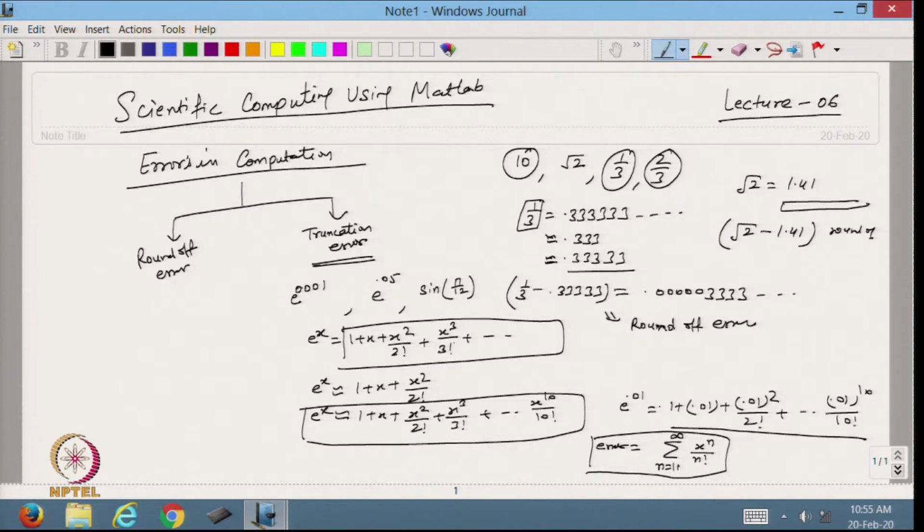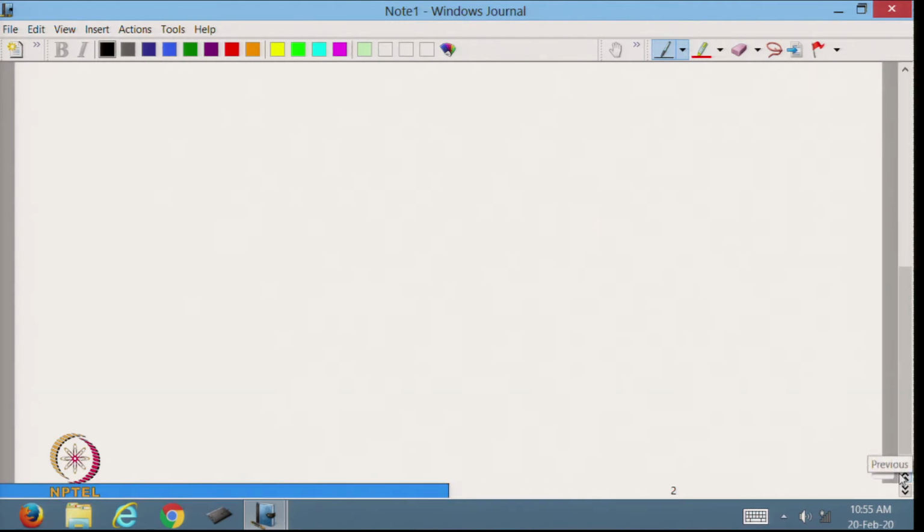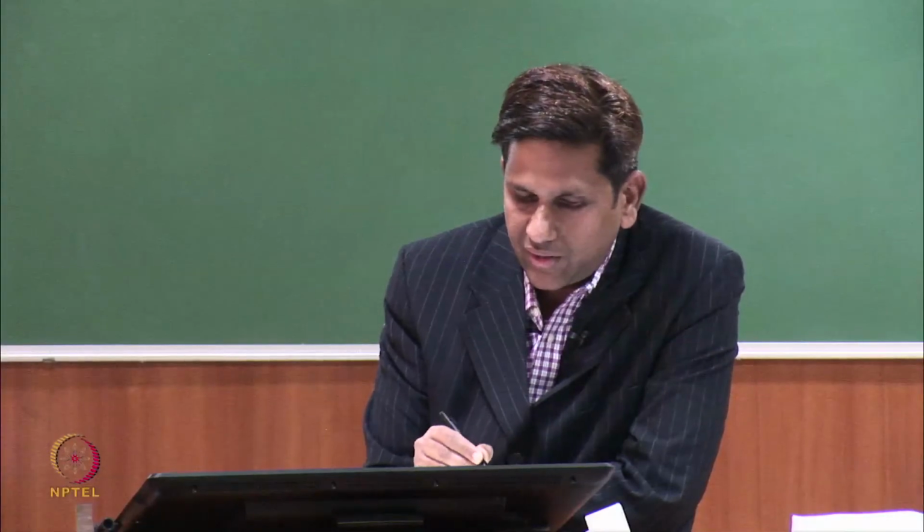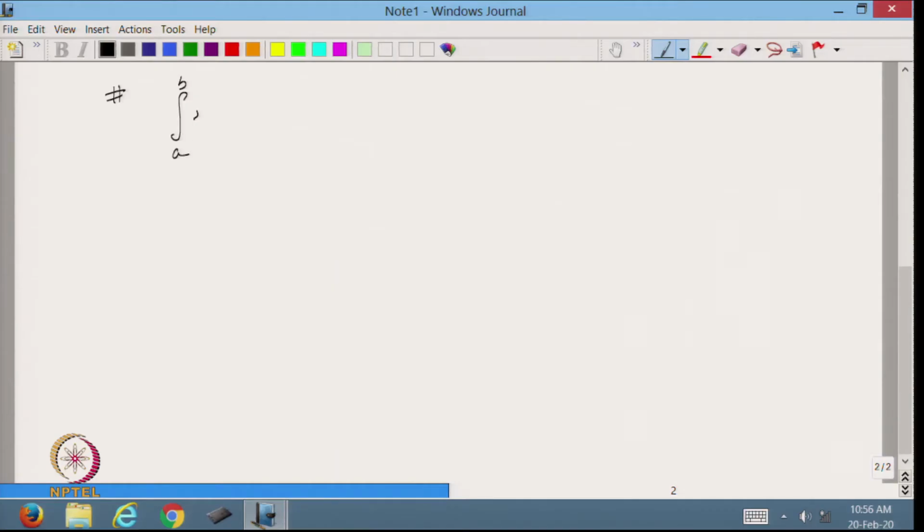So, this error is called the truncation error. This is one example of the truncation error. Maybe I can define another form of truncation error. Suppose I want to do the integration from a to b of this function f(x) dx, and suppose I am unable to find the integration analytically. So, I will use the computation for that one.